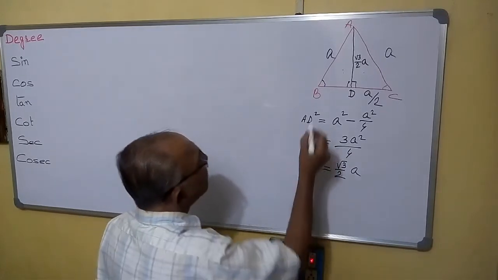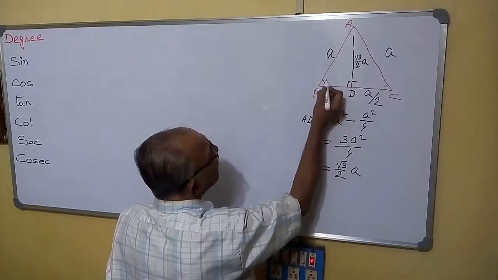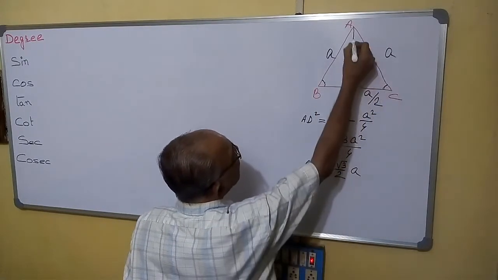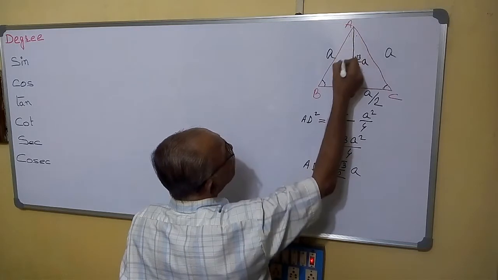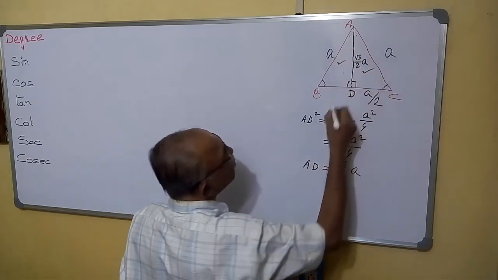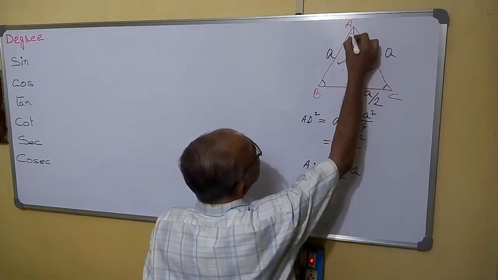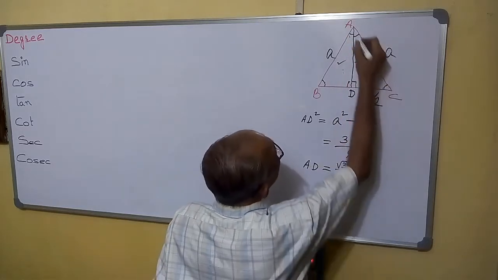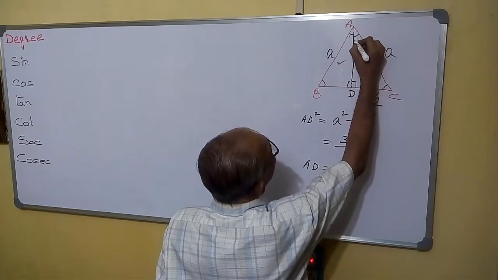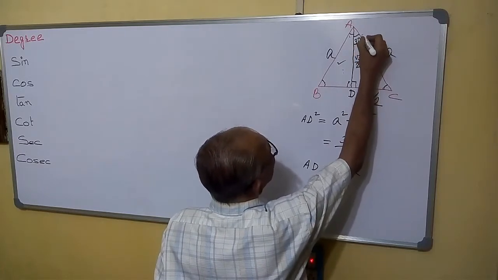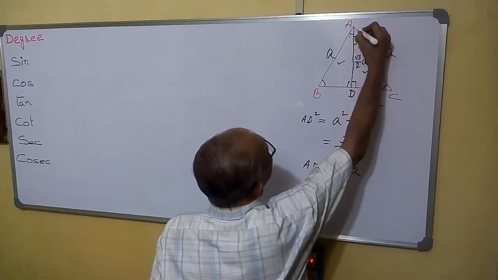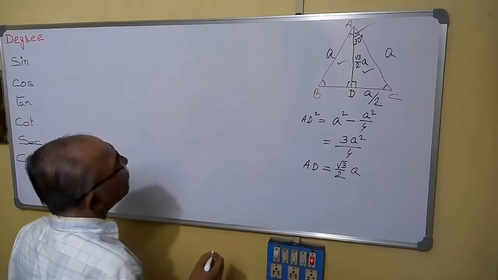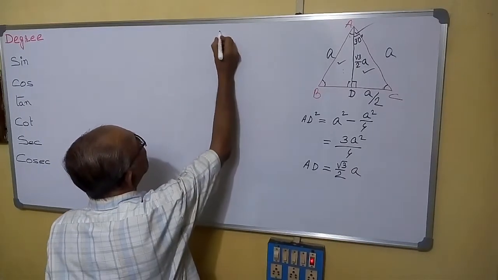Now see, since it was an equilateral triangle, this angle is 60, this angle is 60, and since these two triangles are congruent as I have shown you in the beginning, these two angles will also be equal. So this was 60 degree, each one will become 30 degree. Now let us assume we are discussing this angle.